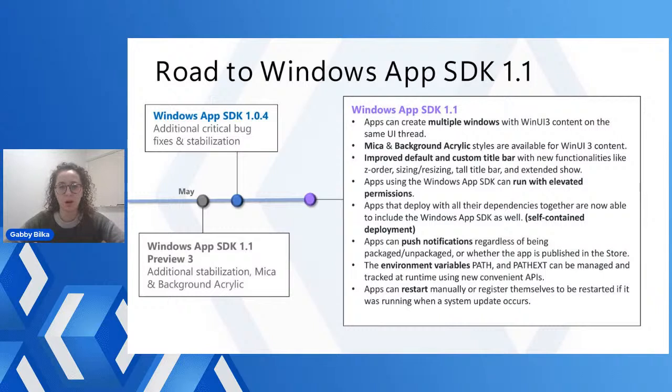This is from our Windows App SDK roadmap, which you can see at aka.ms/WinAppSDK roadmap. But it's also what we presented at our last call. So this includes apps being able to create multiple windows, Mica and background acrylic, improved default and custom title bar. Apps are able to run with elevated permissions, self-contained deployment, push notifications, more environment variables, and more restart APIs.